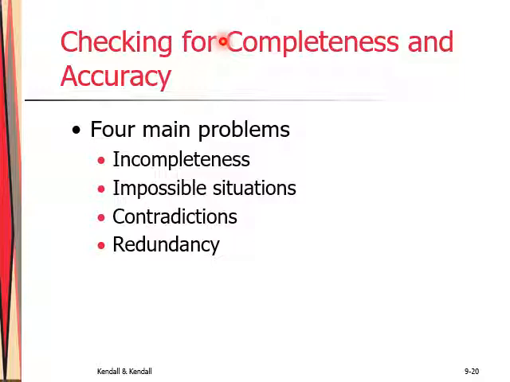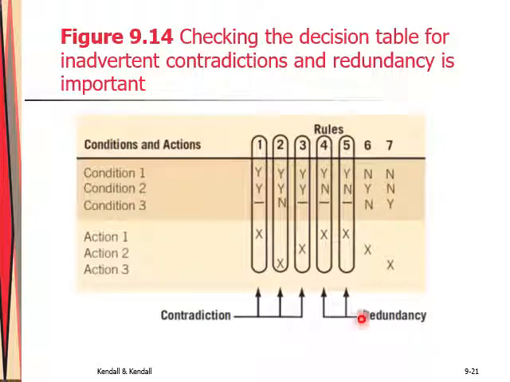Then redundancy. Redundancy occurs when an identical set of alternatives requires the same action. So checking the decision table for inadvertent contradiction and redundancy is important. Here we have three conditions and three actions to be taken. For that we have different rules. Rule-wise, we have checked the conditions and alternatives. These are the contradictions, and these parameters are for redundancy.